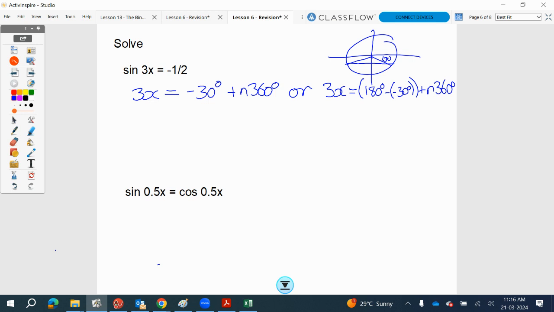So now what we need to do is divide through by 3. So this gives us x is equal to minus 10 degrees plus n 120 degrees, or x is equal to 70 degrees plus n 120 degrees. At this point, I'd like to ask, what are the 4 smallest positive solutions to this equation?